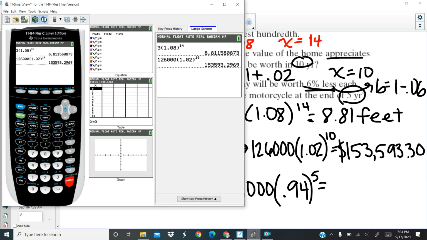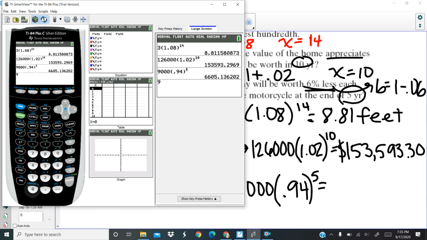So then to type all of that in, it would be 9,000 times 0.94 and then raised to the 5th power. So you could sell your motorcycle for about $6,605.14.